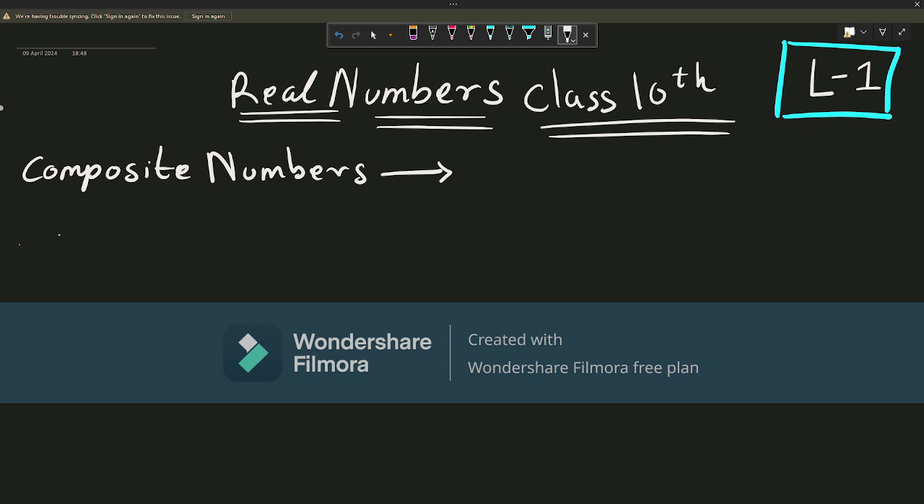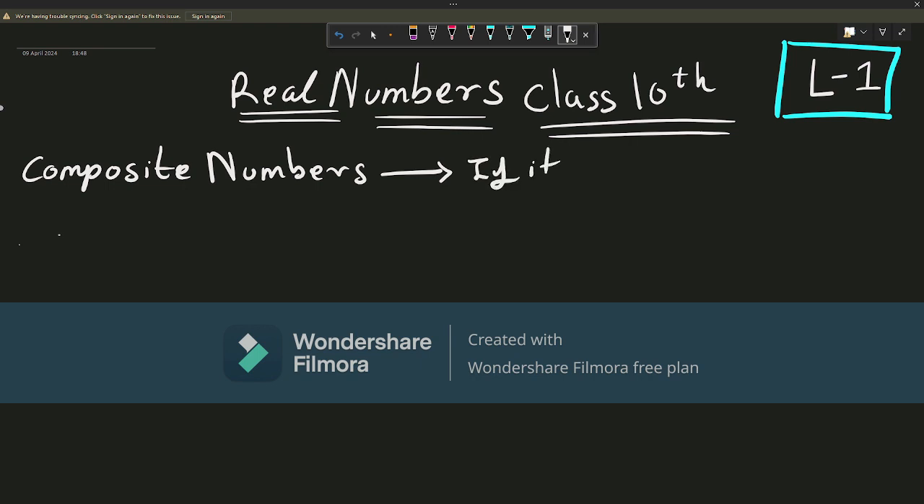So let's begin. We're going to first see the fundamental theorem of arithmetic, and in it, first let me differentiate between composite numbers and prime numbers. First, the definition of composite numbers: if a number has at least one factor other than 1 and the number itself, it is a composite number. I will write it down.